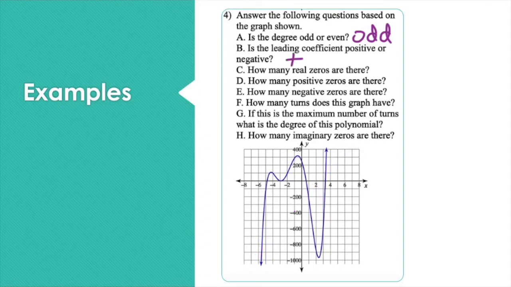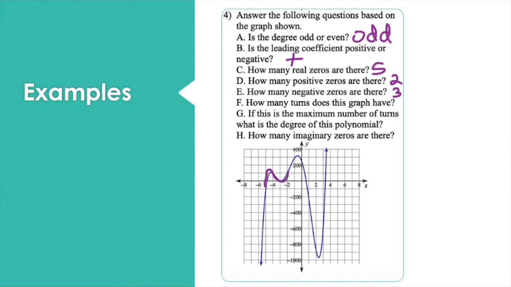How many real zeros does it have? It has 1, 2, 3, 4. But this one is a bounce. That means it's a double root. How many are positive? These 2 over here are positive. So there's 2. And these over here are negative, but that one is a double root. We will count it 2 times. So we'll have 3.